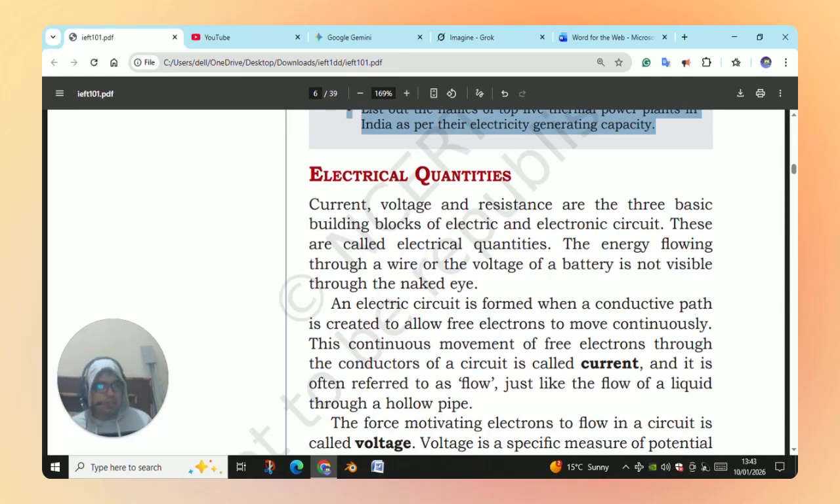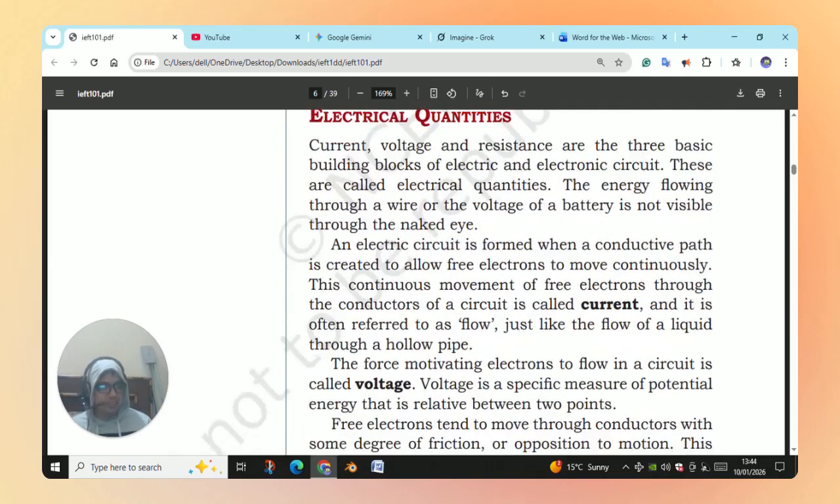Electrical quantities. Current, voltage, resistance are three basic building blocks of electronic circuit. These are called electrical quantities. The energy flowing through a wire or the voltage of a battery is not visible to the naked eye.